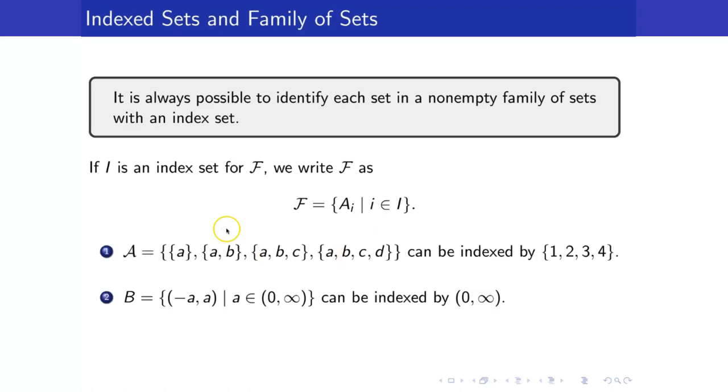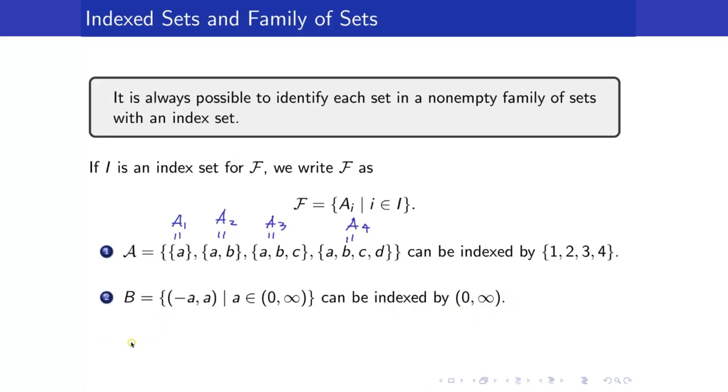So for example, our family of sets A earlier can be indexed by 1, 2, 3, 4 because we can take this to be our A sub 1, this is our A sub 2, this is our A sub 3, and A sub 4. So therefore, our index set is the set {1, 2, 3, 4}. Next, our family of sets B can be indexed by 0 to infinity.